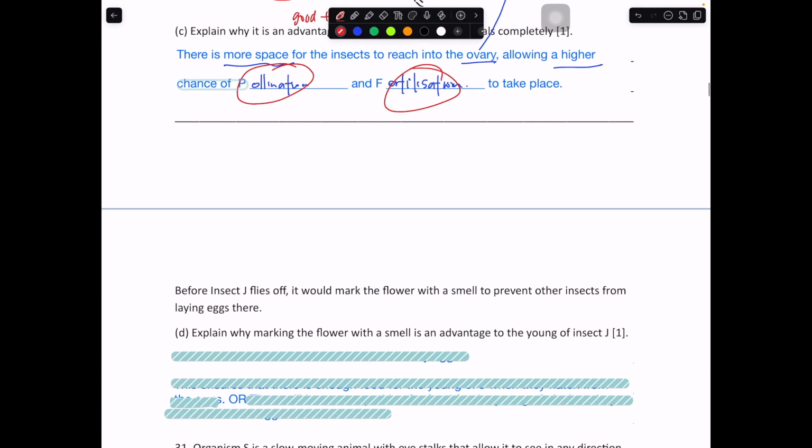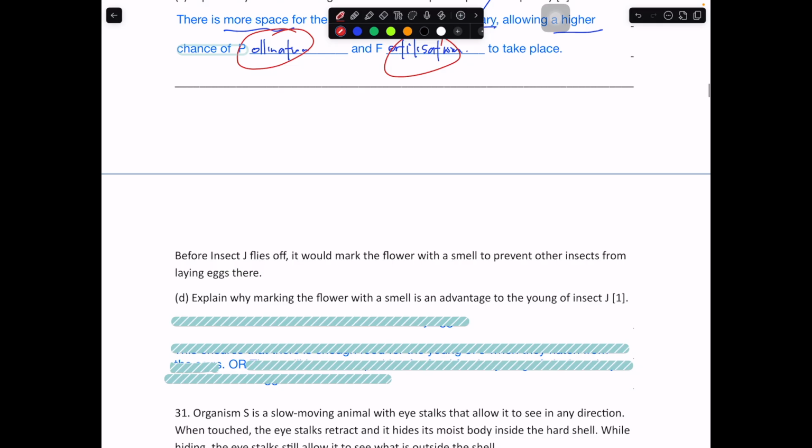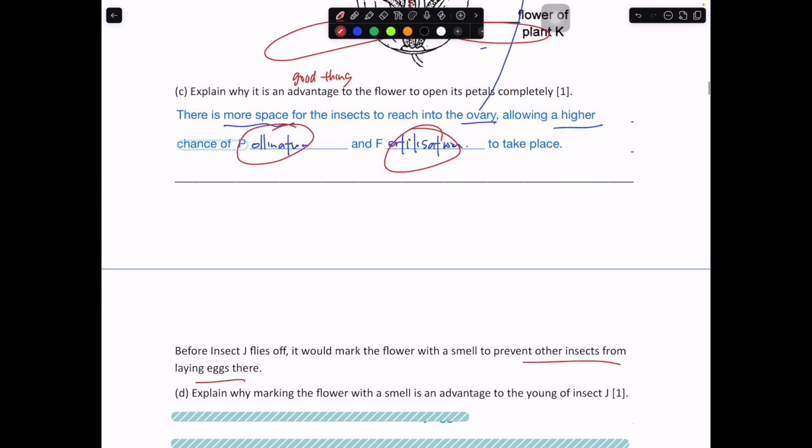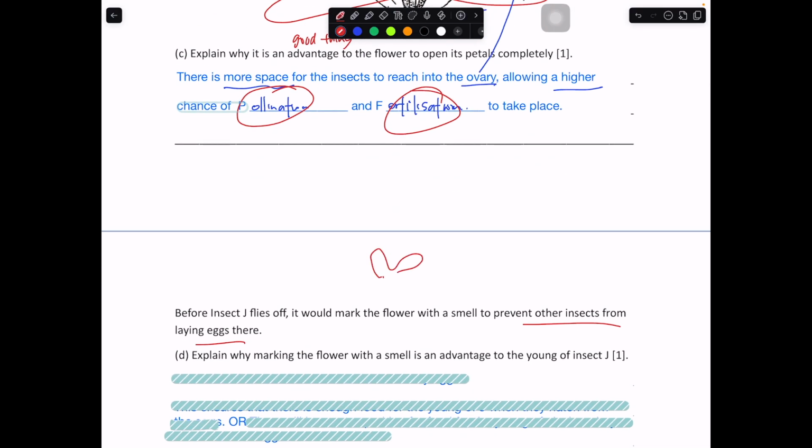Okay, so let's move on to the second part, D. Before J flies off, it will mark the flower with a smell to prevent other insects from laying there. So imagine this is flower K.